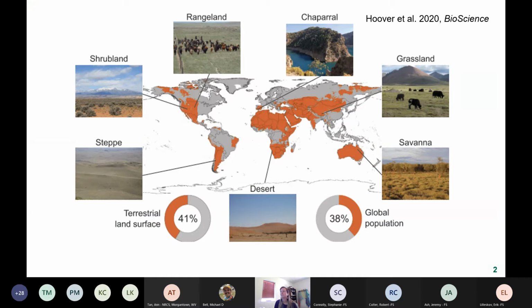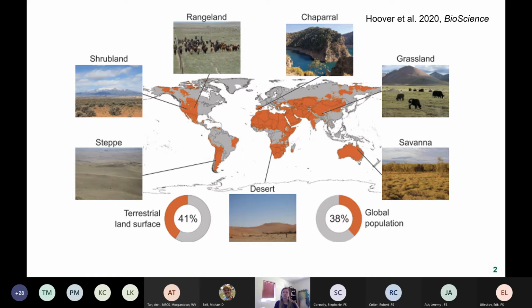I really like this figure. It's from Hoover et al. 2020, and it shows just how extensive drylands are. They make up 41% of our terrestrial land surface, and they support 38% of the global population. They're also expanding, and something I really like about this visual is that it shows just how diverse they are. So today I'm going to focus on PhD work I did in chaparral systems, and also work I've been doing on the Colorado Plateau and shrublands.